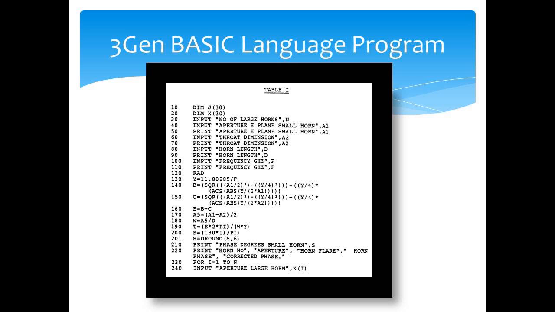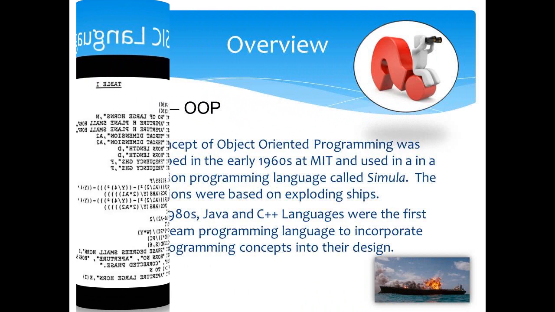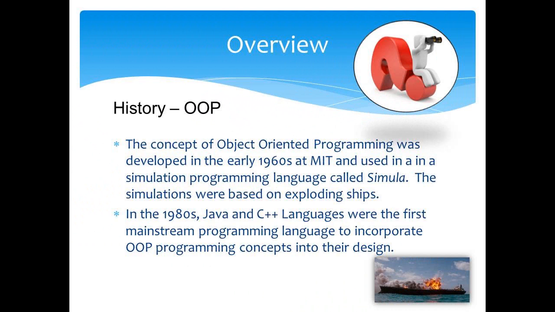The concept of object-oriented programming has been around for quite a while. In fact, it's really interesting how it came about. Originally, the object-oriented programming concept was developed in the early 1960s at Massachusetts Institute of Technology, and it was used in a simulation programming language, not a true programming language as we know today, and it was called Simula. And what it was really geared for was it was an on-paper simulation of exploding ships.